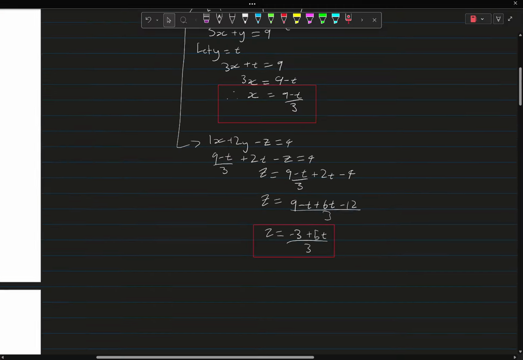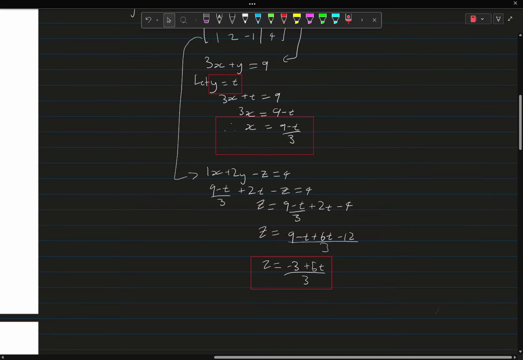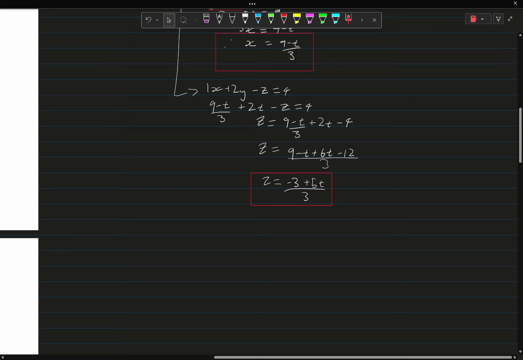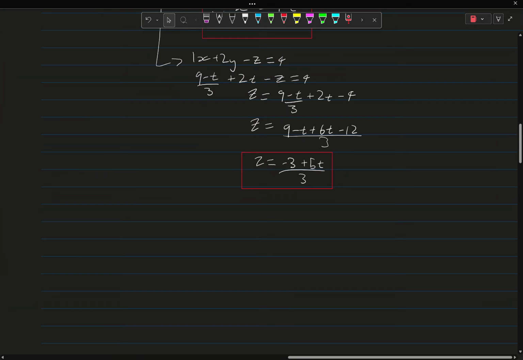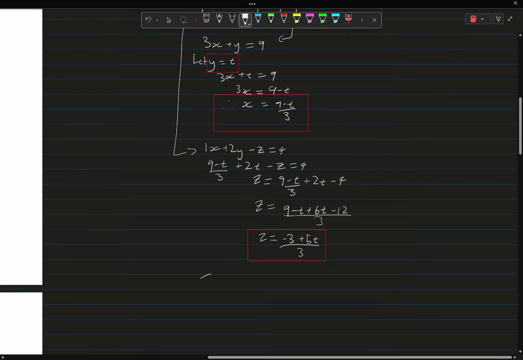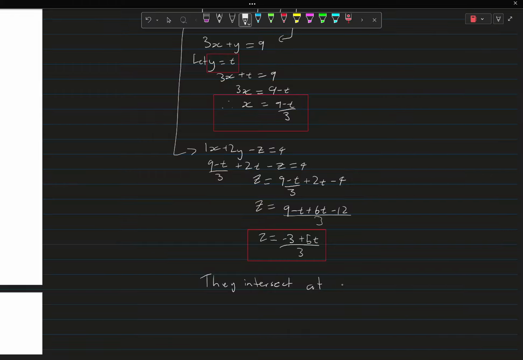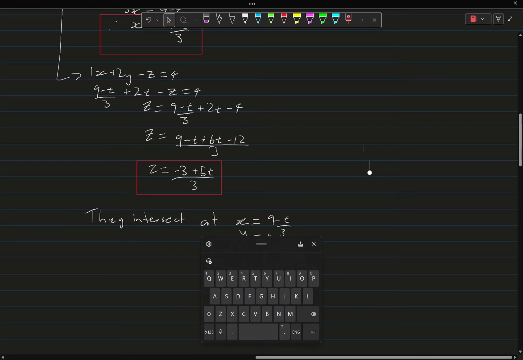So now we have everything in terms of t, and we have it in terms of t because we don't have enough information to solve for one single point of intersection, because there's only 2 equations, and we need 3 to have 3 unique solutions. So we just say they intersect at these coordinates. So x equals 9 minus t over 3, y equals t, and z equals negative 3 plus 5t over 3. Or couldn't we have just let z equals t from the beginning?